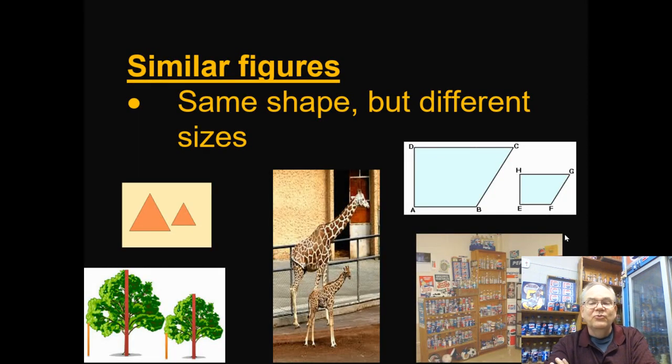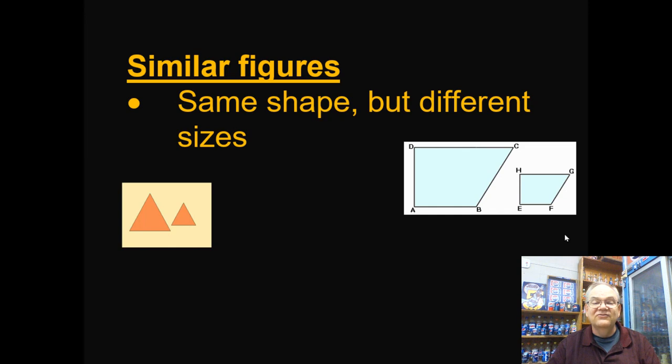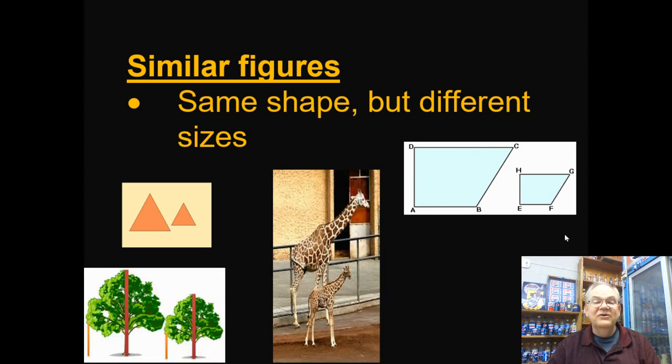Going along with those, there's one other term that we're going to talk about quickly today. You'll learn much more about it next year in geometry class. The term similar just means the same shape but different sizes. Like these triangles and these trapezoids would be pairs of similar shapes.